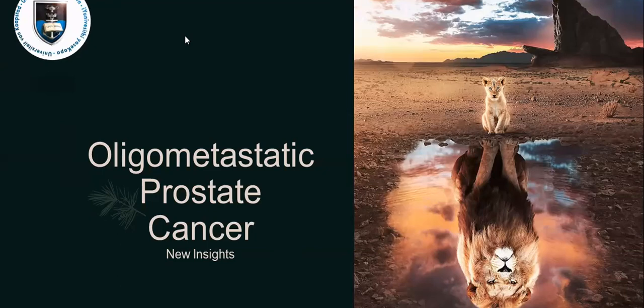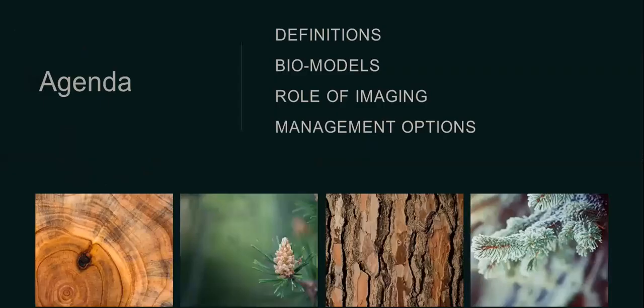I'm trying to see if I can move to the next. We're going to be discussing definitions in oligometastatic prostate cancer, biomodels, the role of imaging, and management options. I've tried to summarize a lot of these things, and a lot of these sub-agendas could become a talk on their own. There's just so much information around, so do bear with me. Some of the discussions I have purposely omitted so that I can get to the meat of the matter.